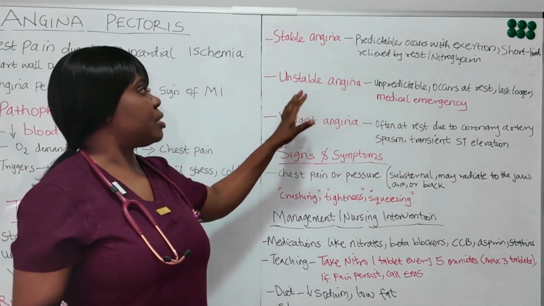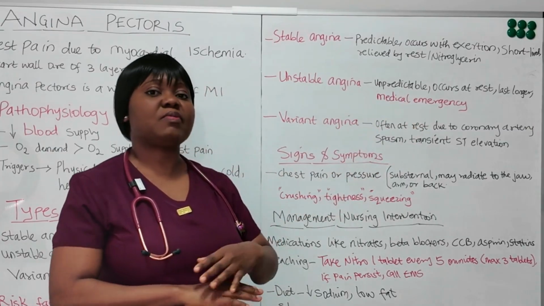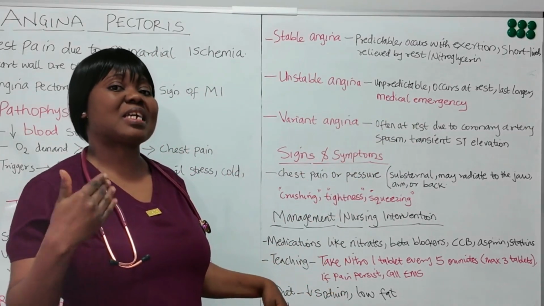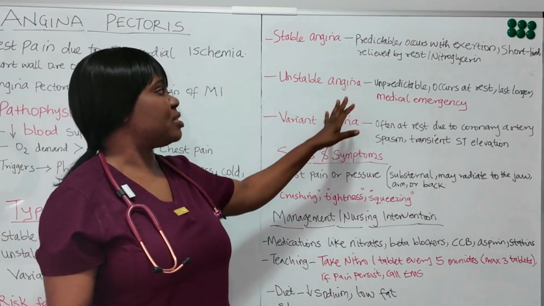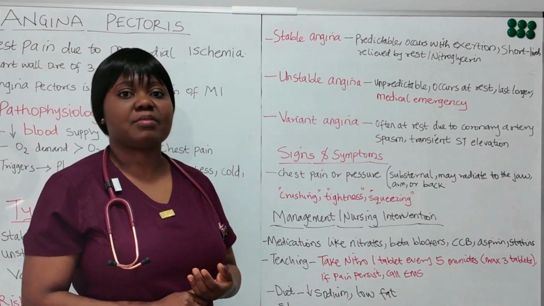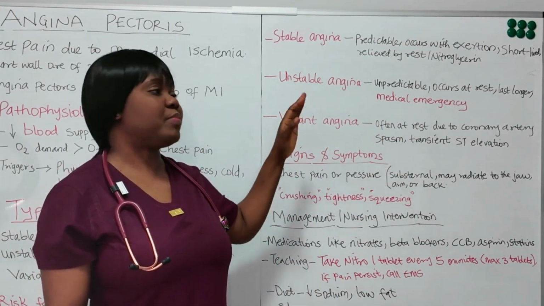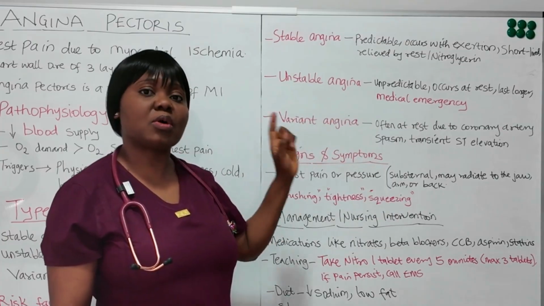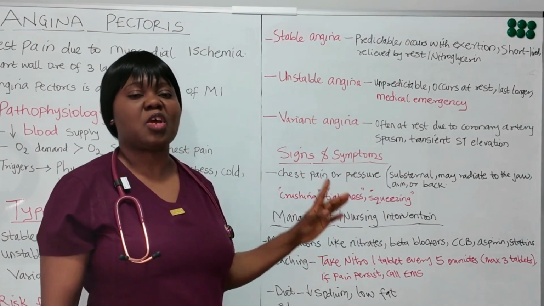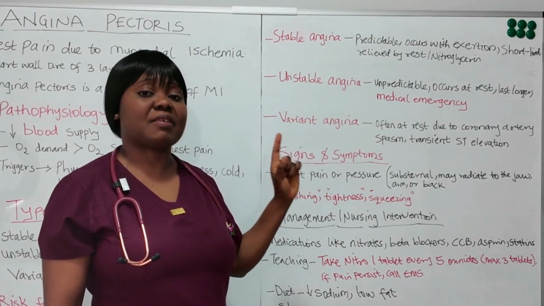So unstable angina, like I mentioned, is unpredictable, so it can occur even at rest. And it lasts longer, it can last more than 15 minutes, and it can be repeated. So this one is a medical emergency, because it's not relieved by rest. It's also not relieved by nitroglycerin. So because of that, for a patient that is experiencing this, we need to call 911, call EMS, and come straight to the hospital. This is a medical emergency, so that the heart muscle will not die, will not suffer myocardial infarction.